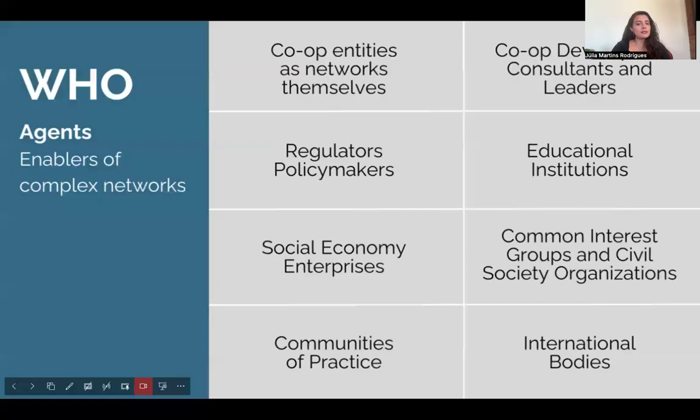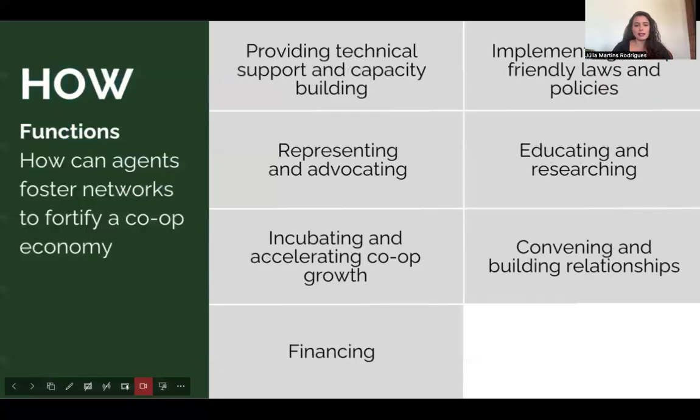Okay. Cooperatives typically engage with a range of partners from the wider social solidarity economy, and these include professional co-op developers, consultants and leaders, regulators, policymakers, educational institutions, social economy enterprises, common interest groups, civil society organizations, communities of practice, and international bodies. Each of these agents contributes to complex networks in different ways. So the how represents the many functions these partners perform to strengthen networks and the cooperative economy.